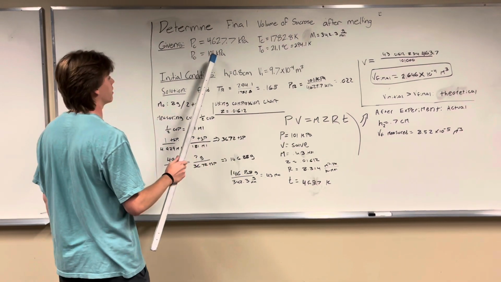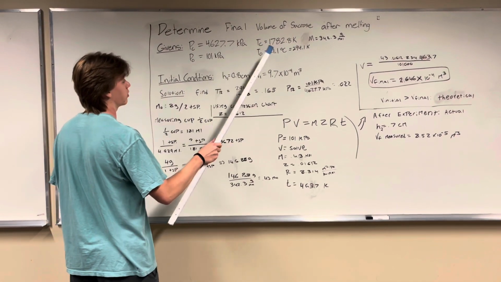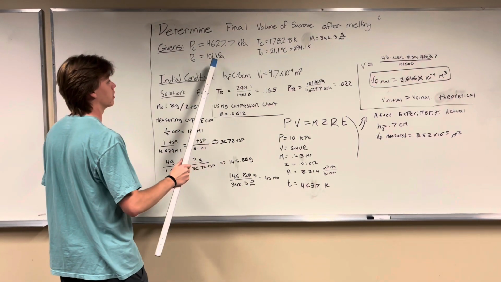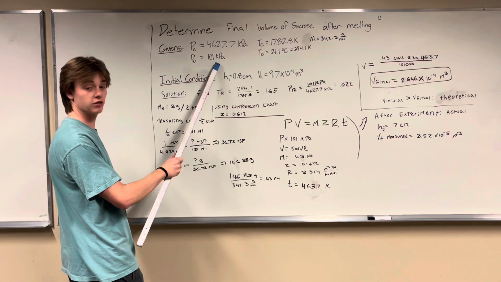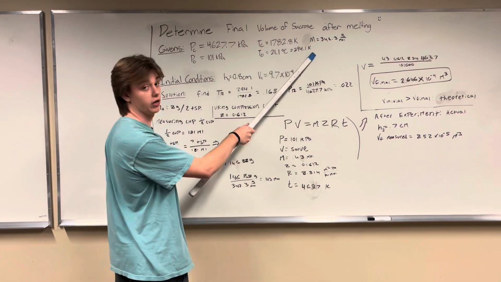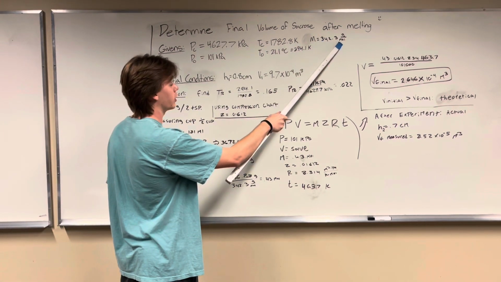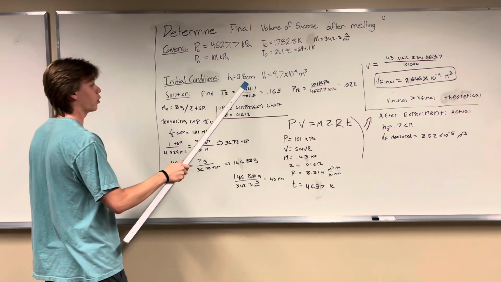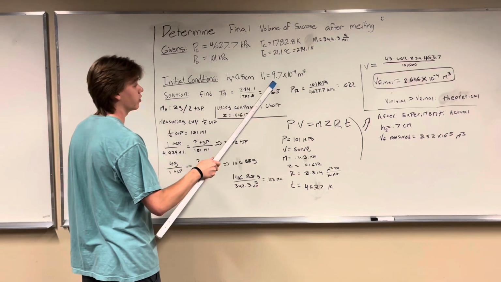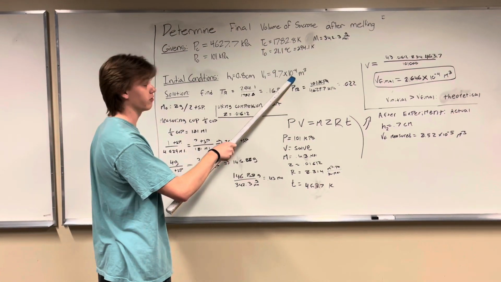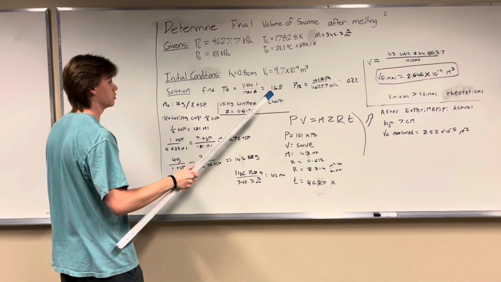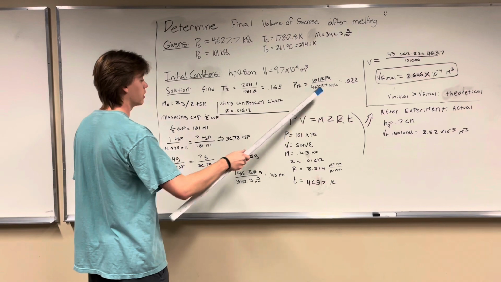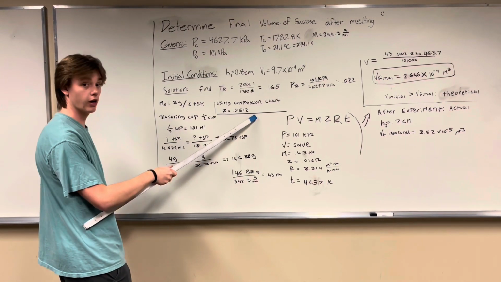So up here we have our givens, critical pressure and critical temperature for sucrose, and our initial pressure and temperature. Our initial pressure was 1 atmosphere and room temperature 294 Kelvin. We also have our molar ratio of sucrose up here. For our initial conditions, we had a height of 0.8 centimeters and a volume of 9.7 times 10 to the negative 4th meters cubed. To calculate, we found our reduced temperature and reduced pressure to find our compressibility value.